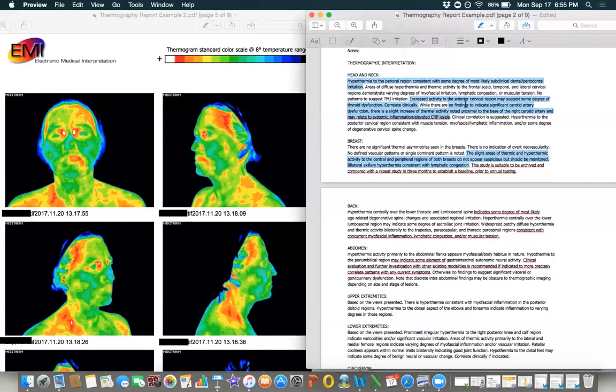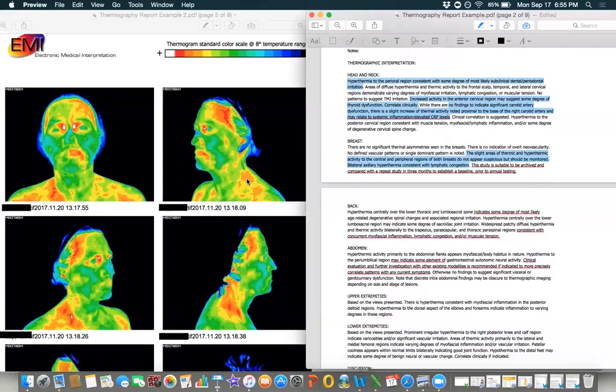On this person's report, there are no findings to indicate significant carotid artery dysfunction, but there is a slight increase at the base of the right carotid artery, which is this area here. That might be suggestive of or related to systemic inflammation or elevated CRP levels. CRP stands for C-reactive protein. That's an inflammatory marker. So this is not uncommon. Systemic inflammation often leads to disease. So this is not uncommon to see with our patients that come in.